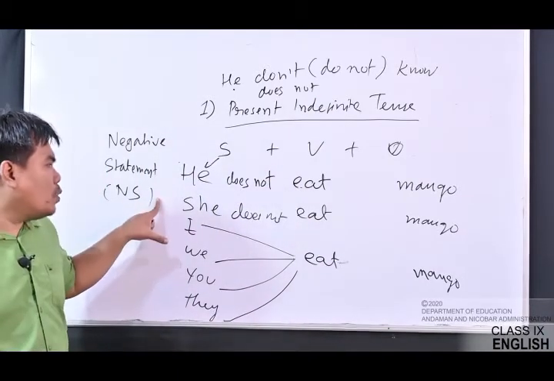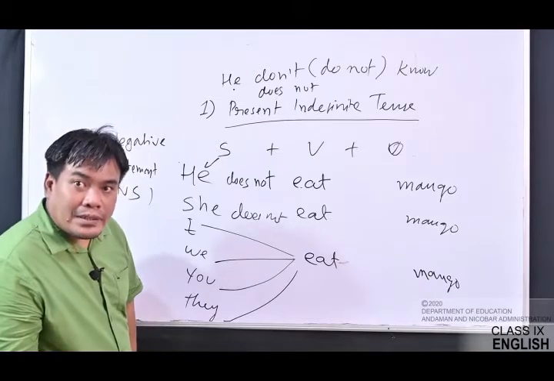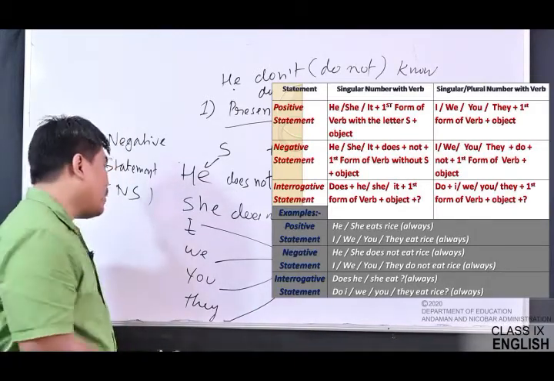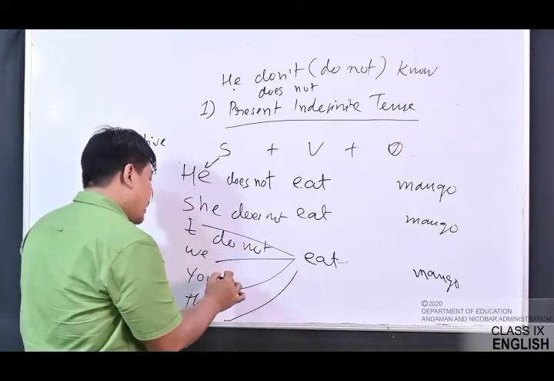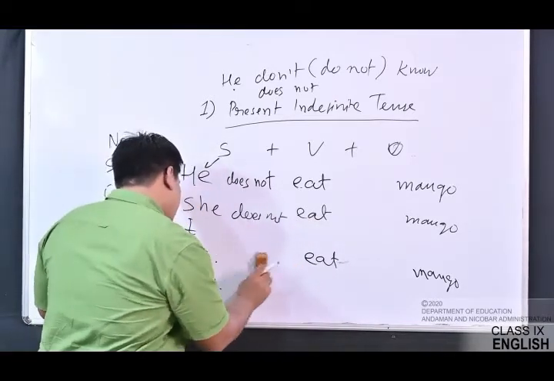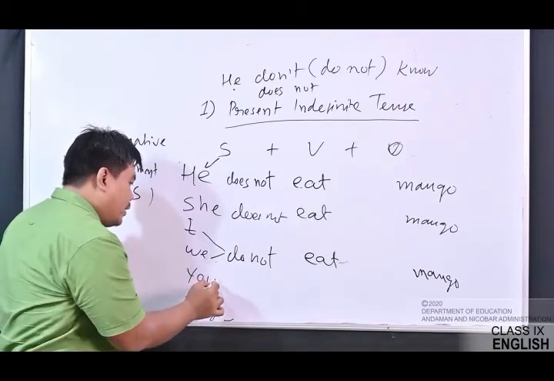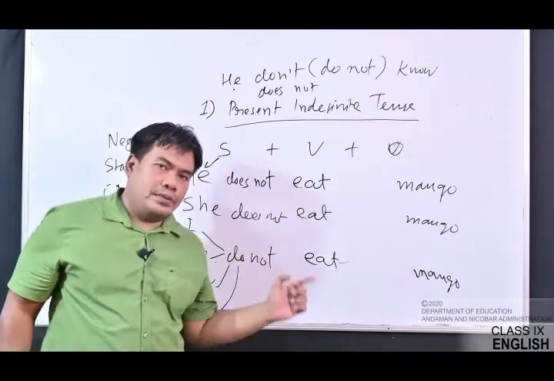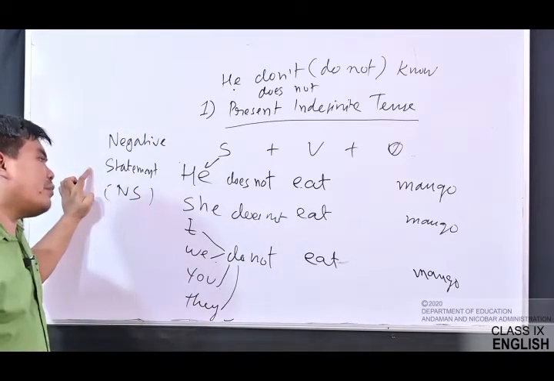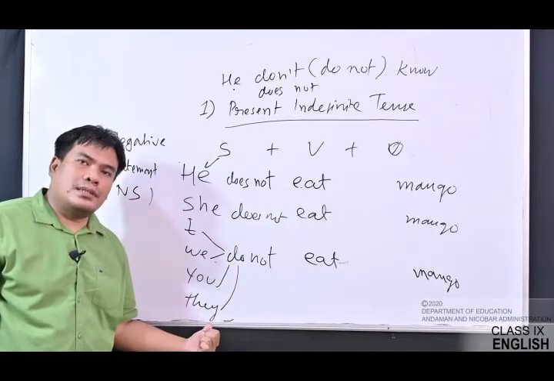You got my point? So, if you move on to the next column, the plural number with verb for the negative statement: I, we, you, they, plus do, plus not, plus first form of verb, plus object will be applied there. Here, you have to use do not, not does not. Let me write it clearly for you so that you will understand. I do not, we do not, you do not, they do not eat mango. That is correct now, if you follow the table. So that was for negative statement. I do not eat mango, we do not eat mango, you do not eat mango, they do not eat mango. You cannot write S along with all this singular and plural number.